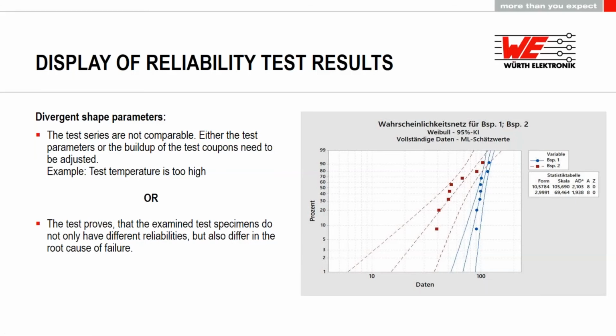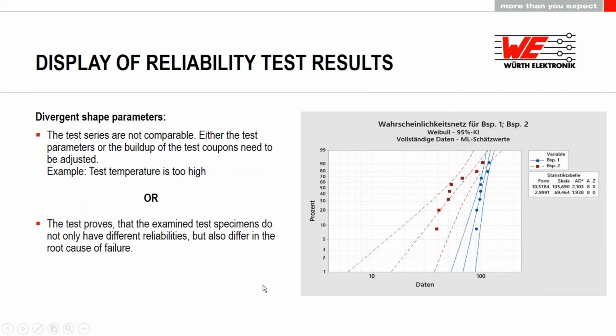Either the stack up is so different that you get a different result, or, as in the example with the temperature, the temperature you took is so high that you come into a different mechanism of destroying the PCB, and therefore you get a different result. In that case, you should adjust either the stack up of the coupons or the test parameters.